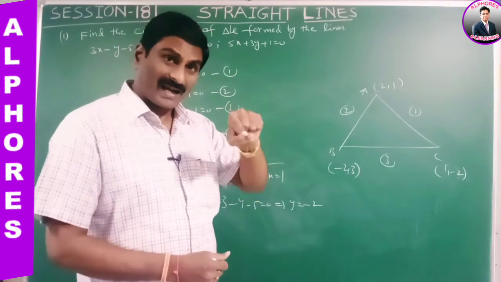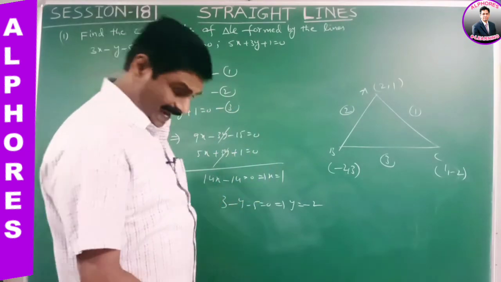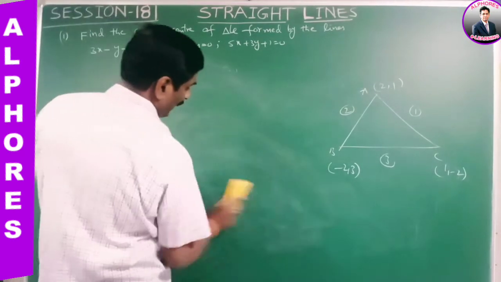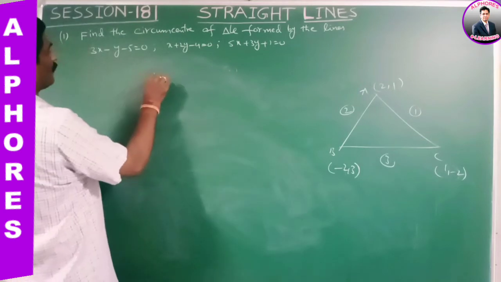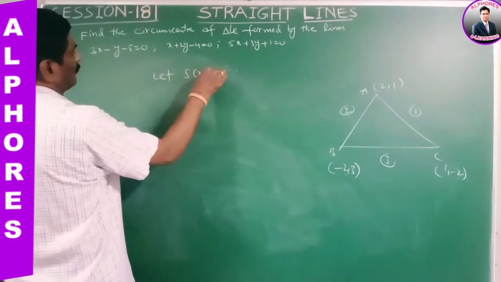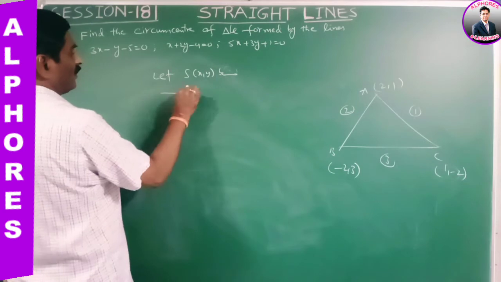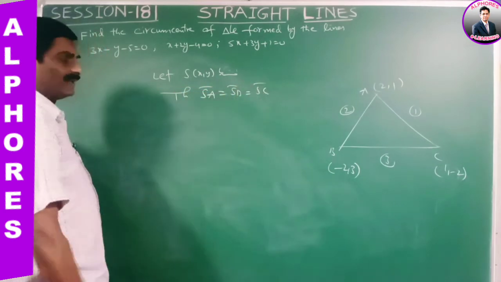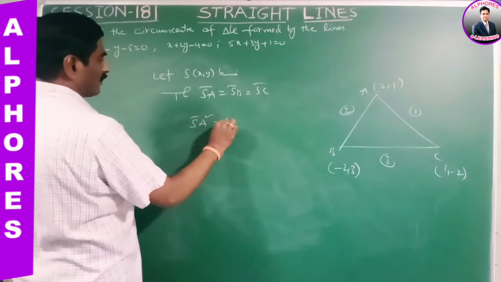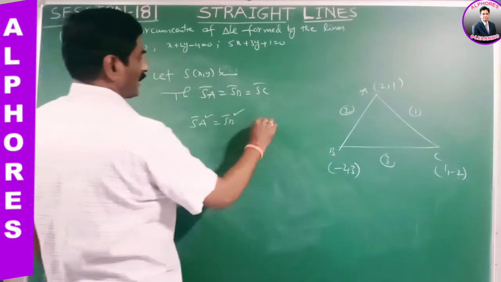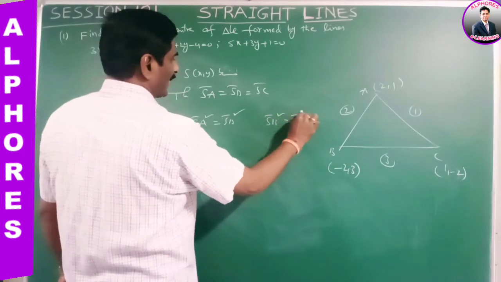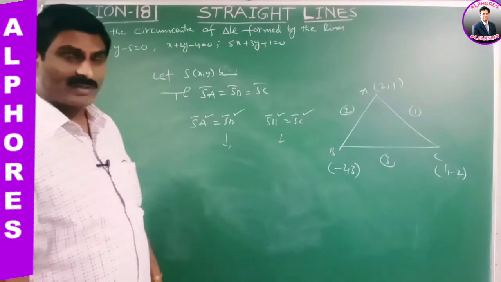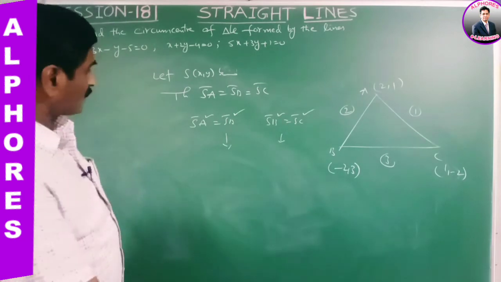Next, now we find the circumcenter. Let S(x, y) be the circumcenter of triangle ABC. Then, what is the condition? The circumcenter is equidistant from the vertices: SA equals SB equals SC. By using SA square equals SB square, we get one equation. And by using SB square equals SC square, we get another equation. By solving these two equations, we get x and y, that is the circumcenter of the triangle ABC. Okay, please note this value.